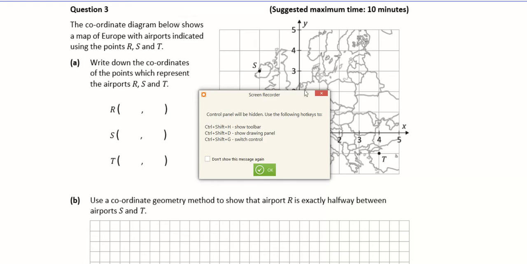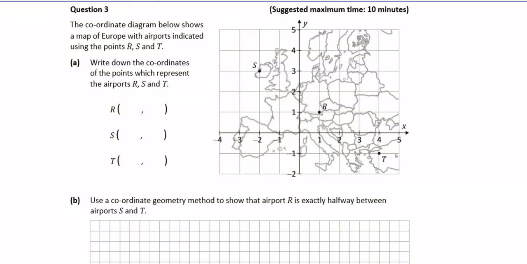Question 3. Let's do this. We have a map of Europe on a coordinate diagram. Let's write down where S is. S is minus 2, 3. R is 1, 1. And T, where is T? Oh, there it is. T is 4, minus 1.